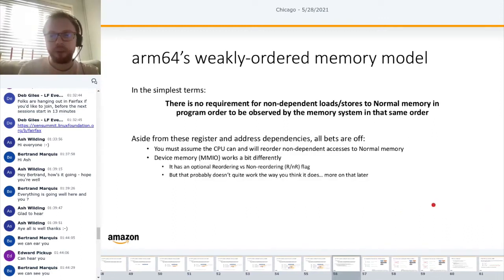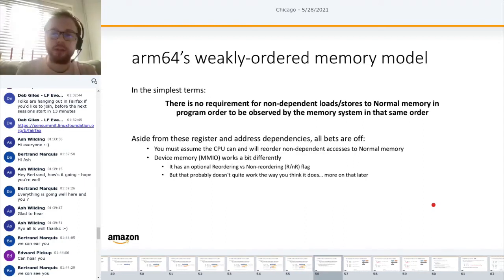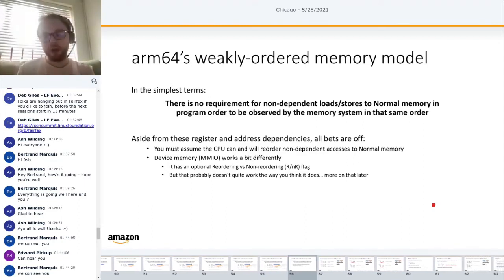Now, other than these register dependencies and address dependencies, all bets are off. Those are the only two things that are actually going to cause a dependency between two different loads or stores. Other than that, you must assume that the CPU can and will reorder non-dependent accesses to normal memory. Normal memory being ARM's definition of where you have all of your code and your data. So it is basically DRAM, anything that's not MMIO. Device memory, which is ARM's word for MMIO, works a little bit differently. It actually has a reordering, non-reordering flag, but that probably does not work exactly how you may think it works intuitively. So we're going to come back to that example a bit later on.